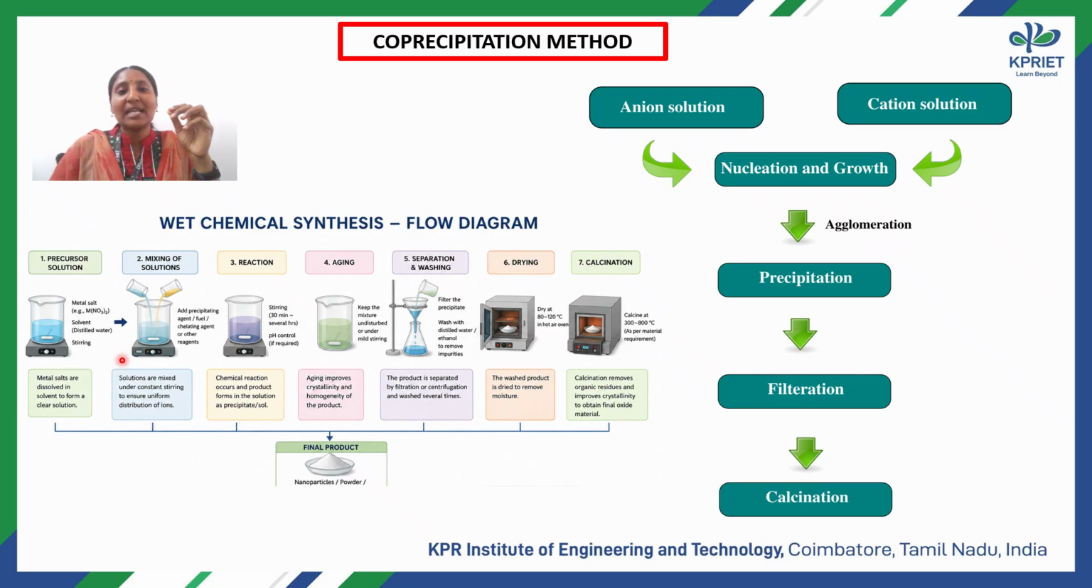The next step is that different solutions are mixed under continuous stirring. We can add an anionic solution or cationic solution. For example, if we want to mix materials to make nickel sulfide or zinc sulfide, we have to add the anionic and cationic solutions. That is the mixing of solutions. During this stage, a reagent such as a precipitating agent or a chelating agent may be added, depending on the type of synthesis. Stirring ensures uniform mixing of ions.